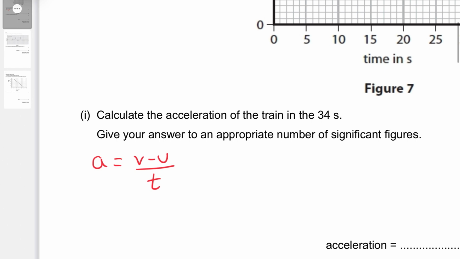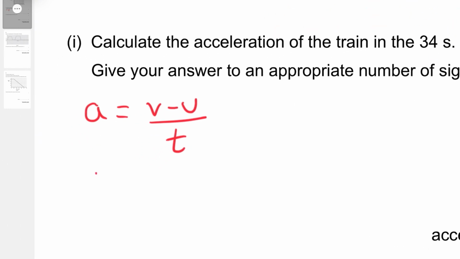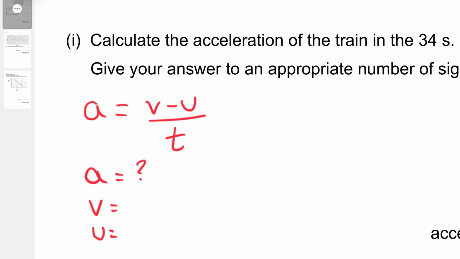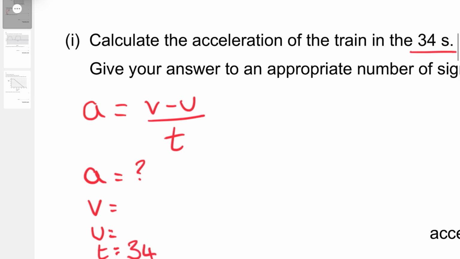Now we need to find all of our numbers. So a, we don't know. v, now remember, v is our final velocity. We'll be able to find that from the graph. u is our starting velocity. Once again, we'll be able to find that from the graph. And t is the time. Now we're going to look at the full 34 seconds. We already know t is 34.